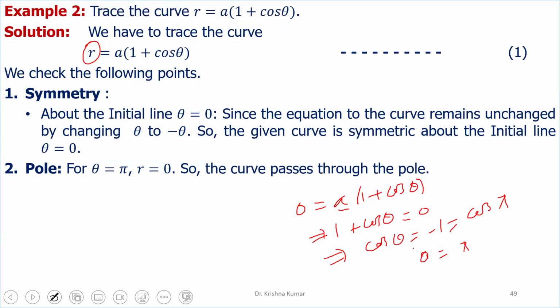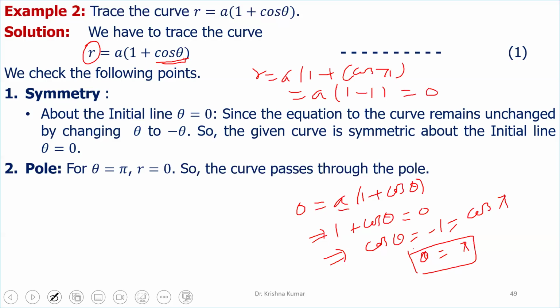What it means is that if you put theta equals pi in the given equation, r equals a times (1 plus cos pi). What is cos pi? Cos pi is minus 1. It will give a times (1 minus 1), which is equal to 0. So since for theta equals pi the value of r becomes 0, we say that the curve passes through the pole.